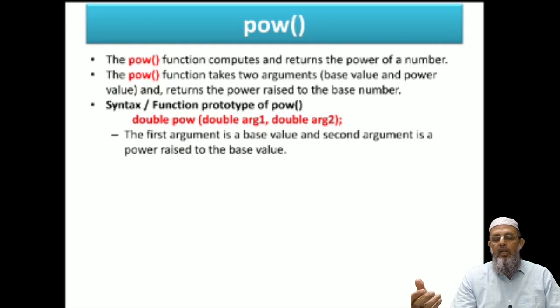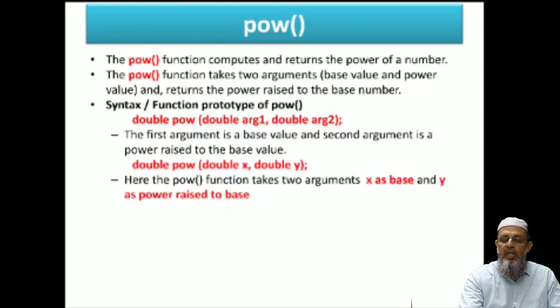So double pow function, and it is supplied with two arguments, argument 1 and argument 2. They can be named X, they can be Y, whatever name we want to give can be used. So double argument 1, comma, double argument 2. We are passing both arguments as double. The first argument is the base value and the second argument is the power raised to the base value. Another way we can write it is double pow, double x, comma, double y. Here the power function takes two arguments, x as a base and y as the power raised to the base.